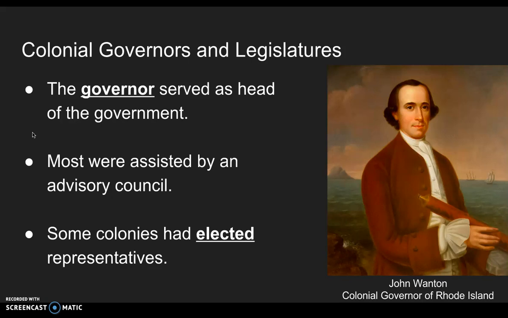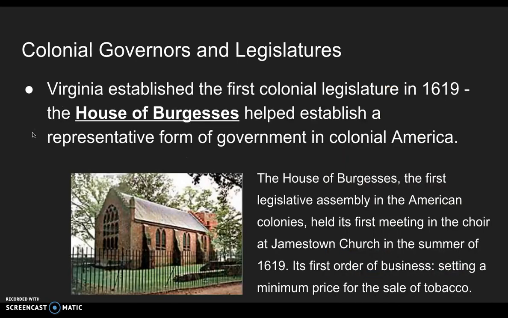Now, if you were lucky, you lived in a colony where people also elected representatives to help make laws. But even if you had representatives, anything passed had to be agreed upon by the governor and his advisory council, and they got final say if something would happen or not.